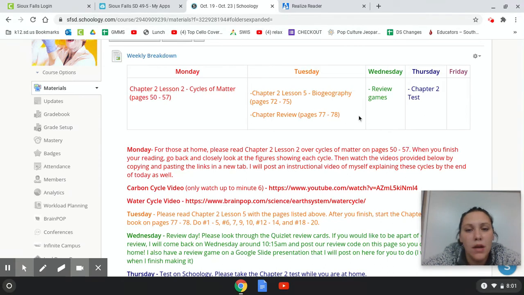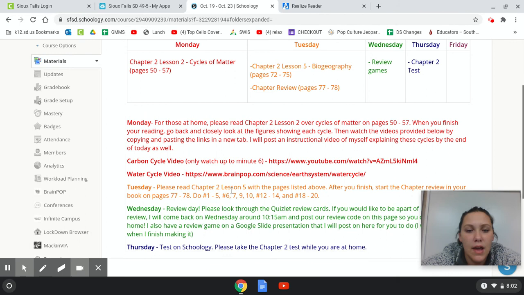And then we will also be doing our chapter review in the book on pages 77 and 78 to prepare us for our test on Thursday. If you logged on yesterday, you saw that our test was going to be tomorrow and then our review was going to be today, but we pushed it back just a little bit. So make sure you look at those changes. So for today, go to chapter 2, lesson 5 in your book.